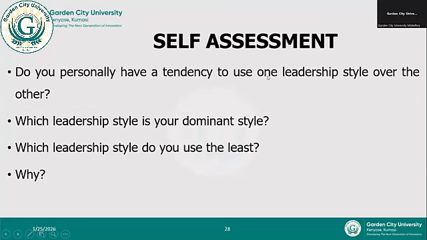Okay, so let's go on. For your own self-assessment, I do expect that after this lecture, you go and sit and ask yourself these personal questions to see where you belong. Do you personally have a tendency to use one leadership style over the other? If yes, which leadership style is your dominant style? And which leadership style do you use the least? And why do you do that? This is self-assessment for you to do.